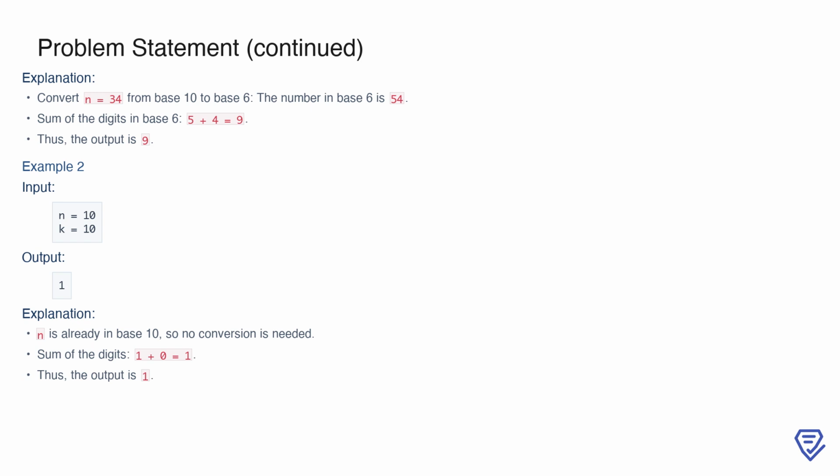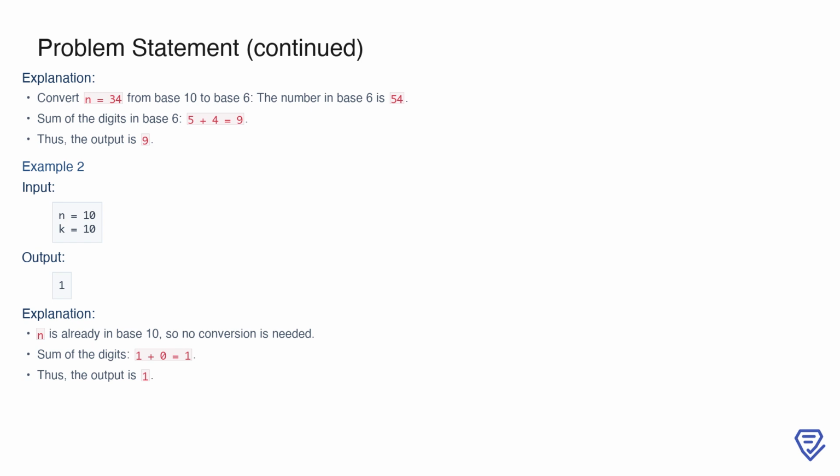To understand the problem better, let's start with the first example. Here, n is 34 and k is 6. The goal is to convert 34 from base 10 to base 6. When we do the conversion, 34 becomes 54 in base 6. Once we have this base 6 representation, we compute the sum of its digits. In this case, the digits of 54 are 5 and 4, and their sum is 5 plus 4, which equals 9. So the output is 9.